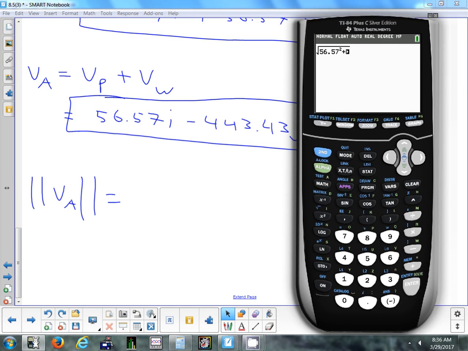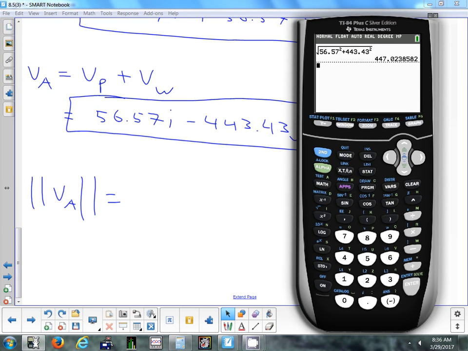Yeah, you could type the negative, or you can leave the negative off, because when you square it, the negative is going to cancel out anyway. So I'm just going to do 443.43, square it, and I get a ground speed of about 447 miles per hour.